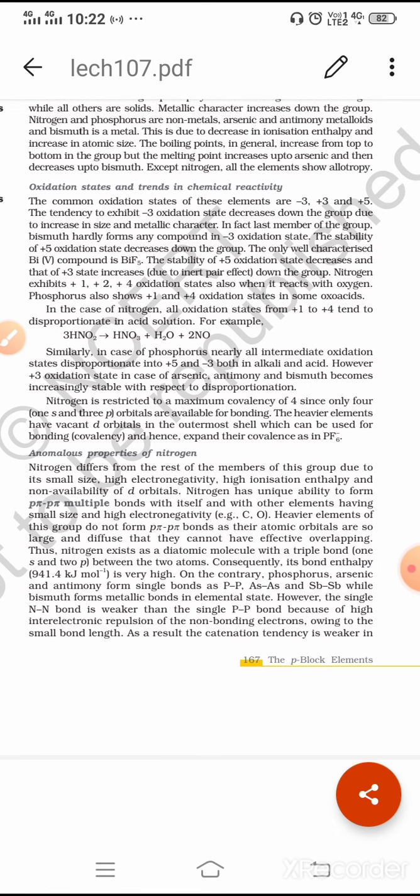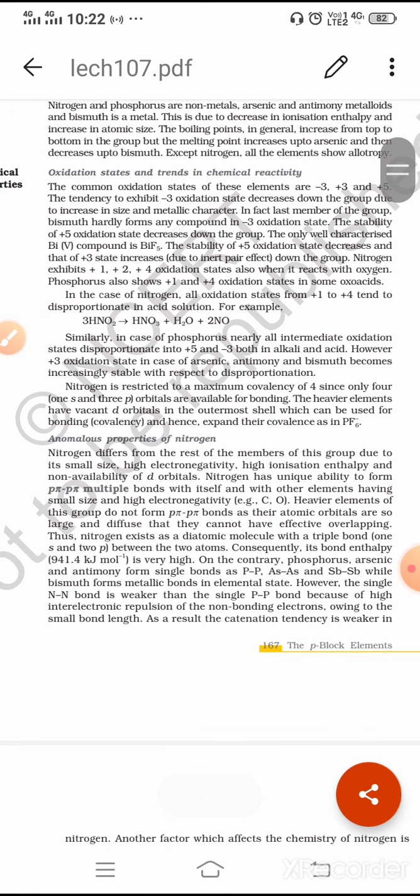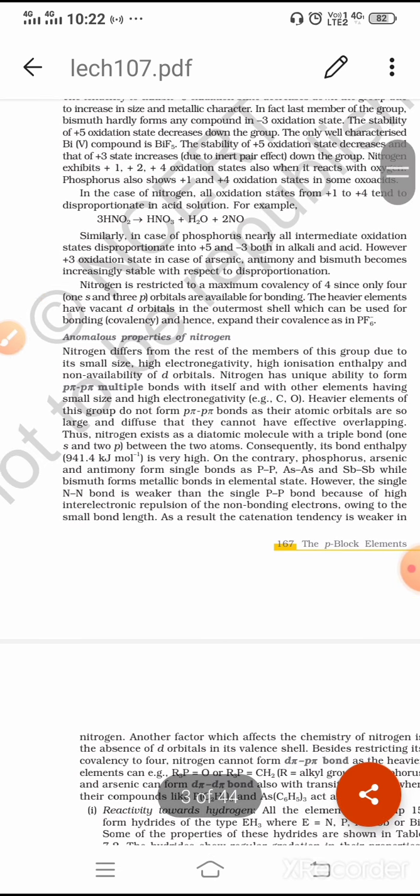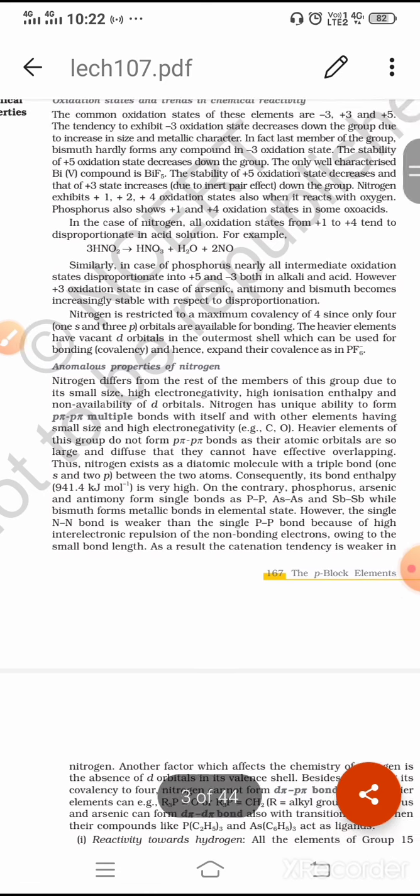Now next is the positive oxidation state. Positive oxidation state is from +1 to +5, and the most common positive oxidation states in group 15 are +3 and +5. The stability of +5 down the group decreases and the stability of +3 increases. This is simply due to the inert pair effect.